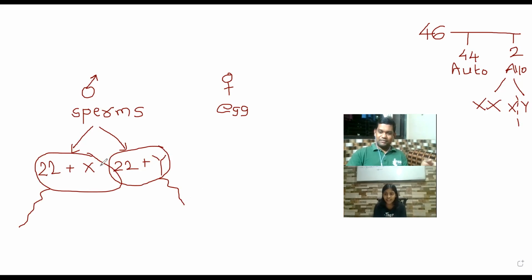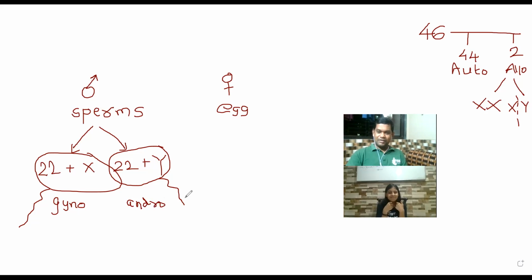Those sperms which have only the X chromosome are called gynosperm. Whenever you say gyno, it is associated with females, which is why specialist doctors are called gynecologists. Similarly, a sperm having only a Y chromosome is called androsperm.